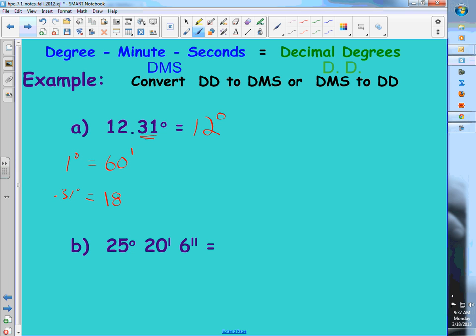So how many minutes do we have in this decimal? 2 minutes. But we still have 0.6 of a minute. Remember, 1 minute equals 60 seconds. So 0.6 minutes, how do I turn 0.6 minutes into seconds? What do you do on the left side of the equation? Multiply by 60 again, so what are we going to get? 36.